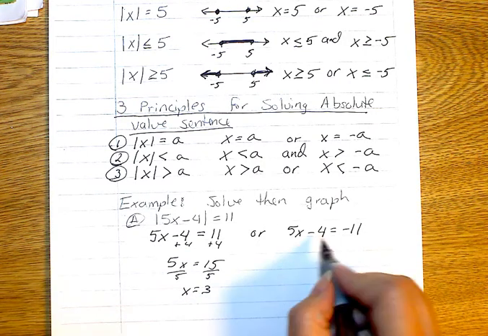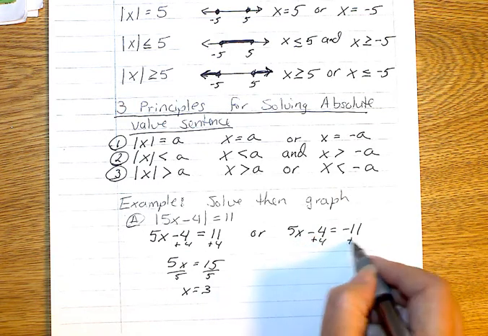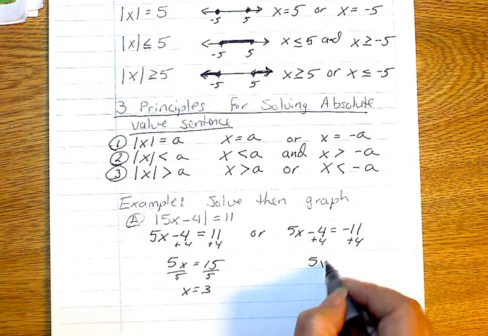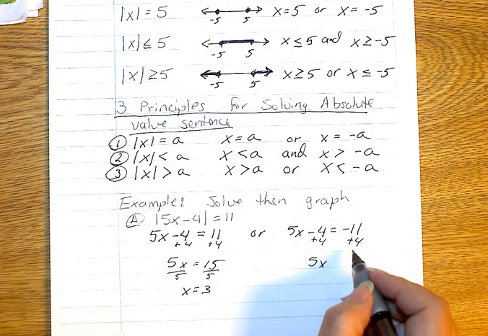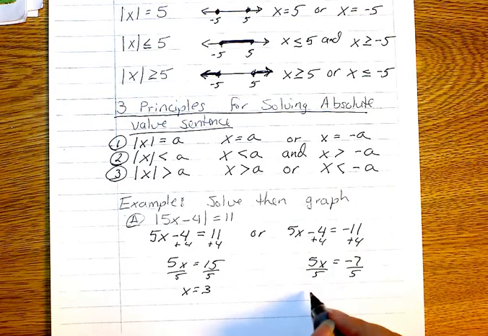So then we have here, we add 4 again on both sides. We get 5x. Negative 11 plus 4 gives me a negative 7. Divide by 5. So x is equal to negative 7/5.